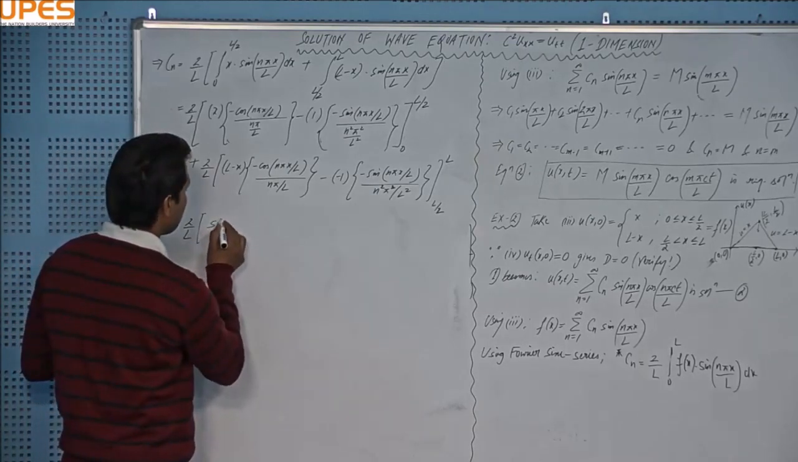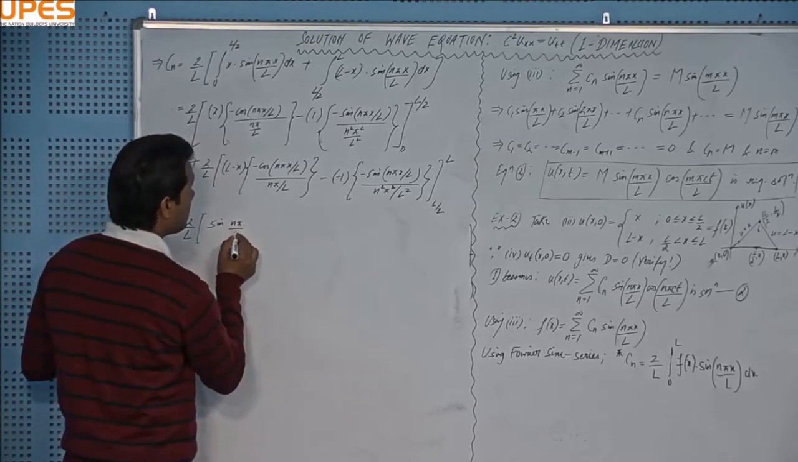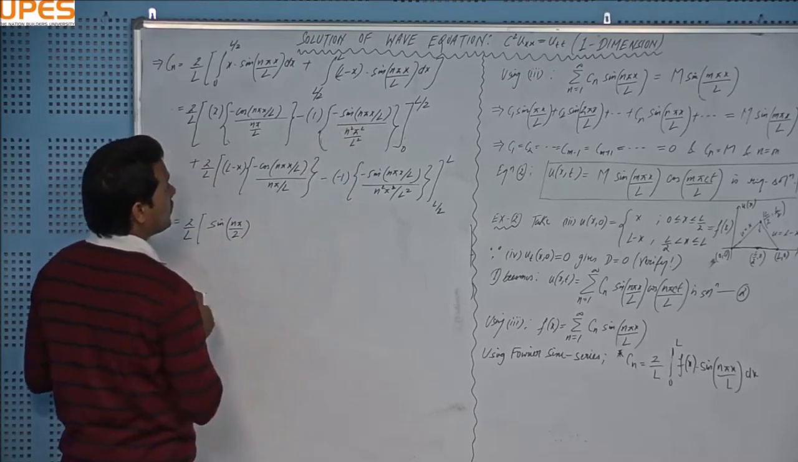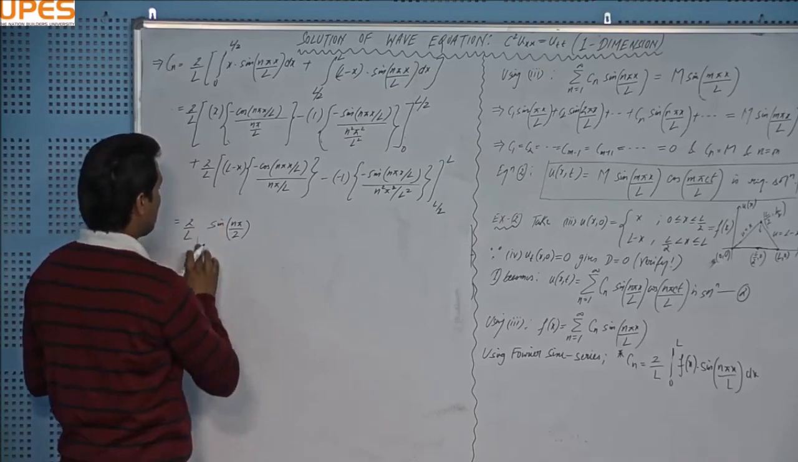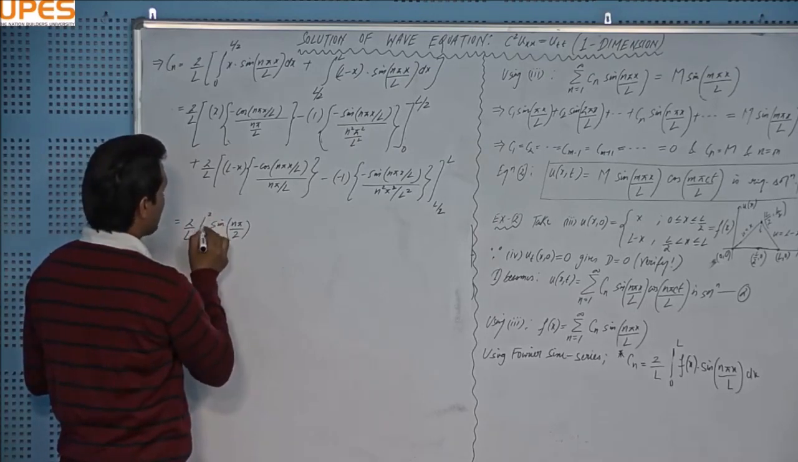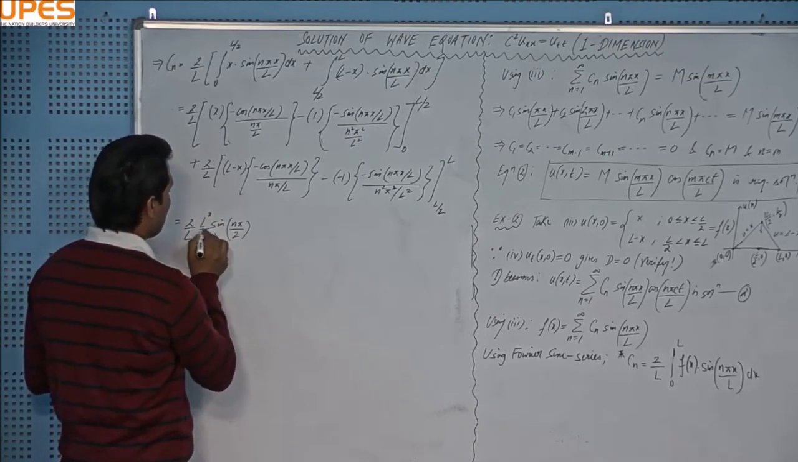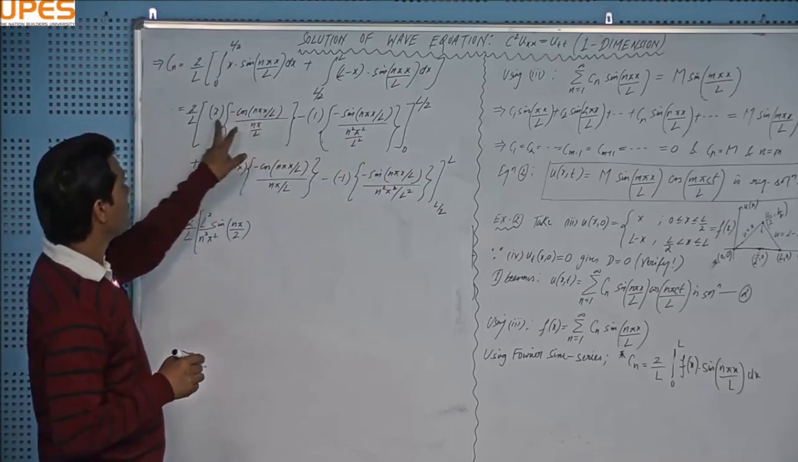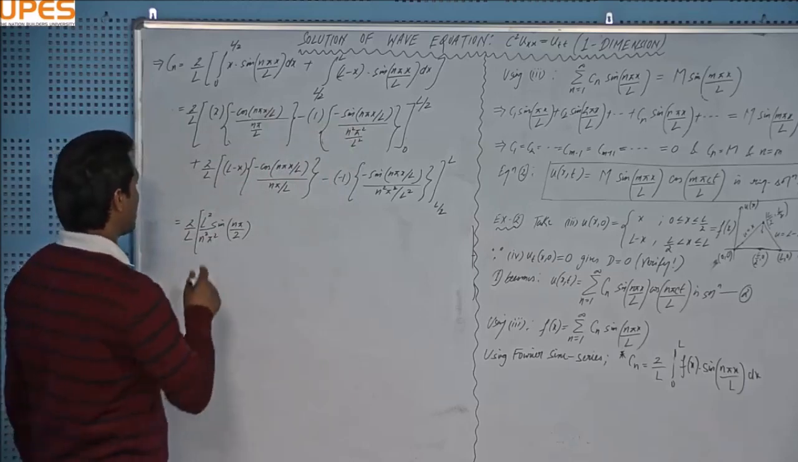Sin n pi by 2, right? And this will go up with L square over n square pi square. Fine, and then putting 0 will give 0, and this will also be 0. So this is my first bracket.